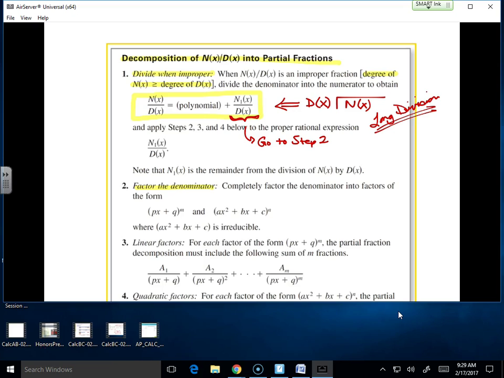So factor as much as is reasonable. So I'll go ahead and highlight completely. Completely means don't go to imaginary. Just go as far as you can while still keeping the numbers nice. Completely factor the denominator.